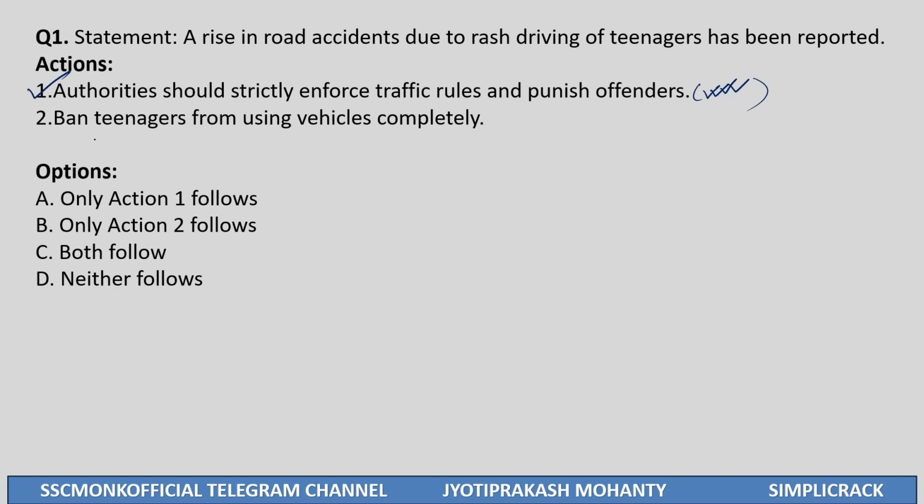Second action, ban teenagers from using vehicles completely. See, this is extreme. This is not logical. This is not relevant, and this is not practical. So action 2 cannot be my right answer. So only action 1 follows.